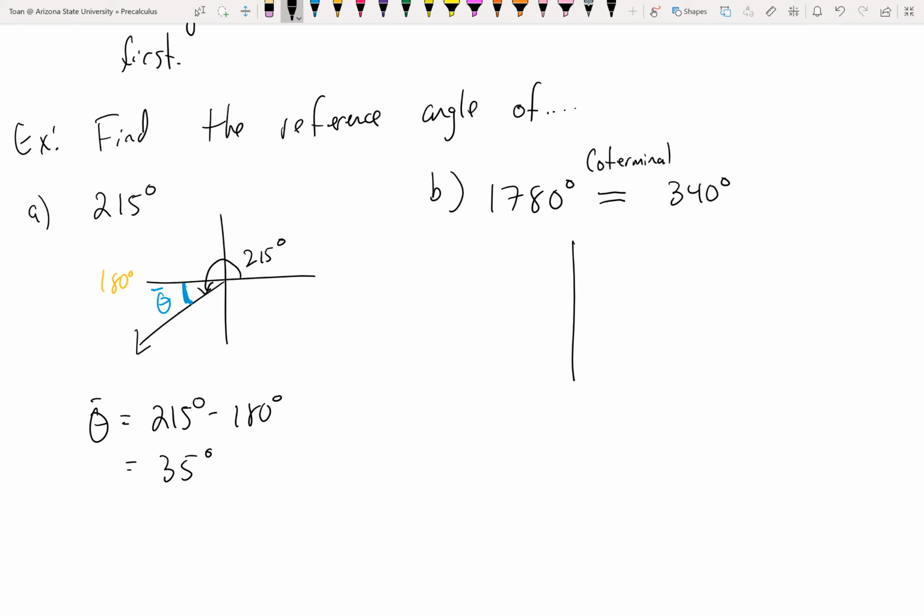So I know, just by doing this ahead of time, that 1780 is coterminal with 340 degrees. Now I can find the reference angle. Where's 340 degrees? Well, I know it's in the fourth quadrant. That means visually, here is its reference angle. I know that this x-axis is 360 degrees, so the reference angle must be the difference between 360 and 340. So the reference angle here is 360 minus 340, which is 20 degrees.